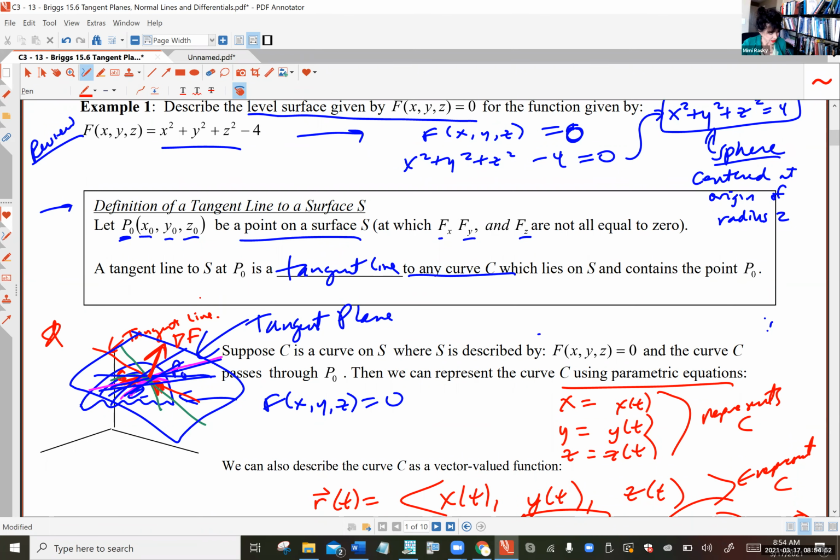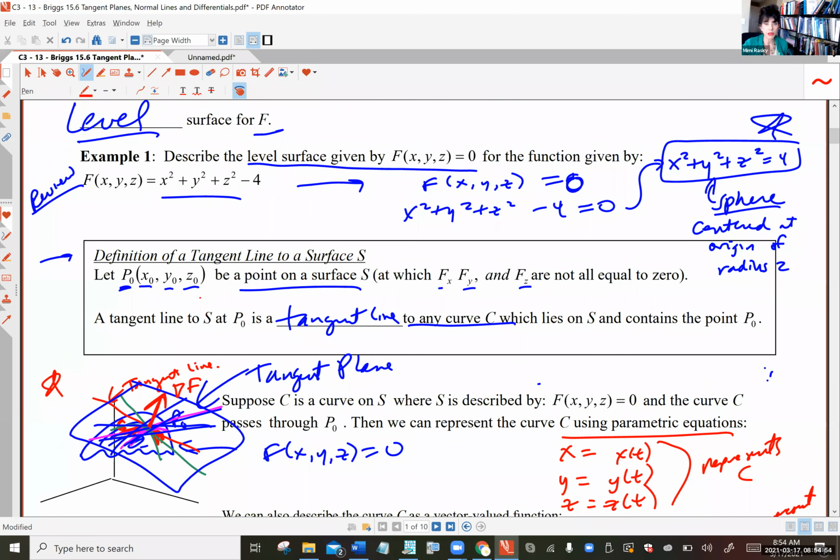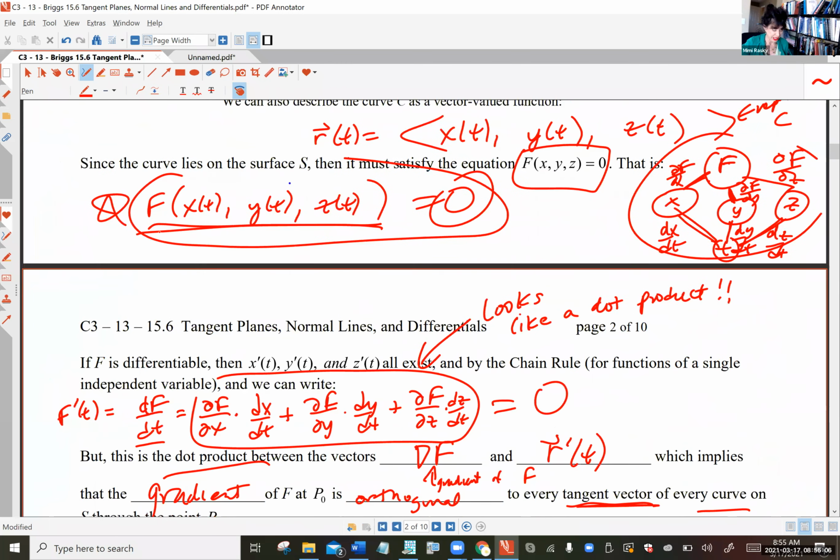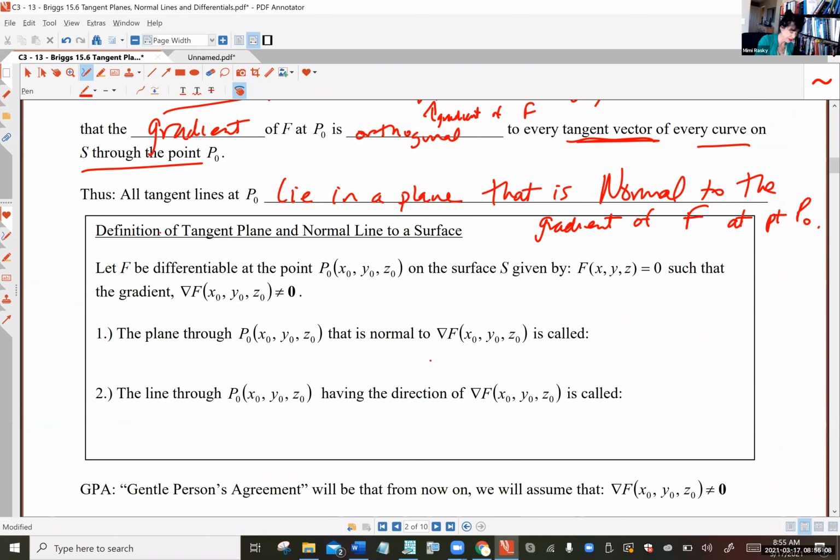So why is that awesome? Because when I asked you to keep your eye open for the normal vector to the plane in order for us to come up with the equation of the tangent plane, we just found it. We just answered the question. It's the gradient of big F. So now you're ready for the definition of a tangent plane. And while we're at it, we're going to define what a normal line is also. Very easy if you understand the tangent plane.